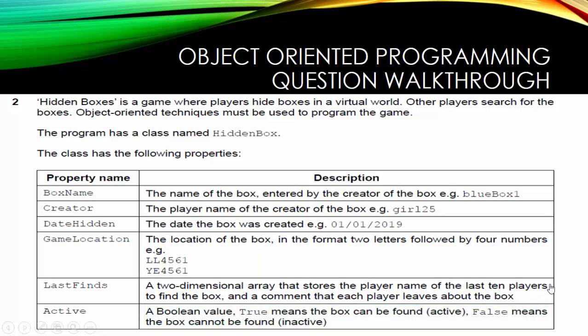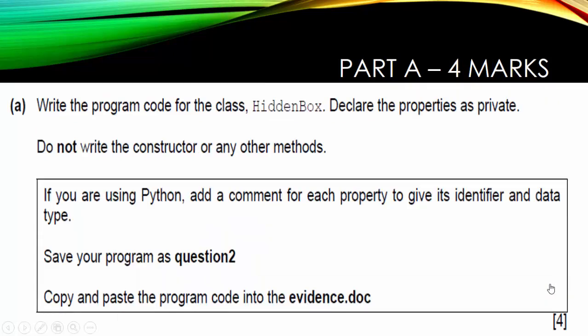And then a Boolean value: true means the box can be found, meaning it's active. False meaning the box cannot be found, inactive, and they call that property active. So I'm assuming that means the box has already been found. We'll find out later as we get more information and we program. So part A is worth 4 marks, a little more than 5% of the actual points you can get on the Cambridge exam for paper 4.